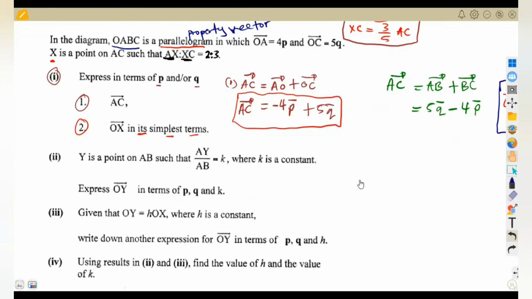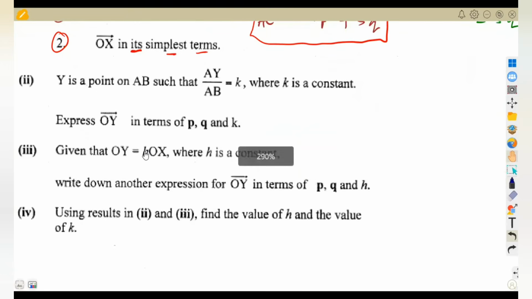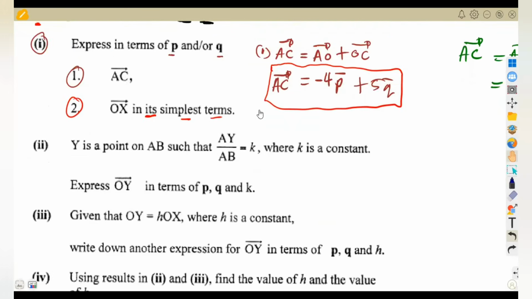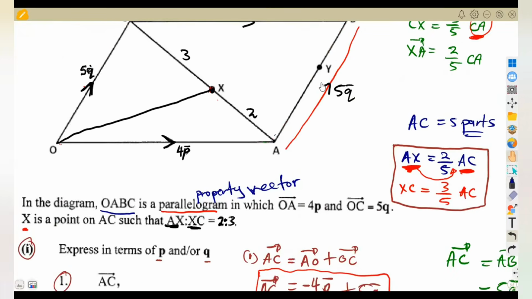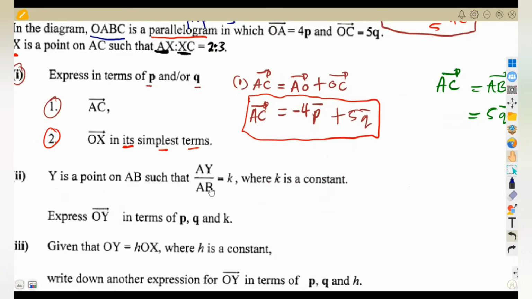All right, now let us check item 2 of the question that we are given. It is point Y such that we have a condition representing point Y on AB. So there's a point Y on AB. It is such that AY over AB is equal to K, where K is a constant. Express OY in terms of P, Q, and K. Take note of the question and what you're given.